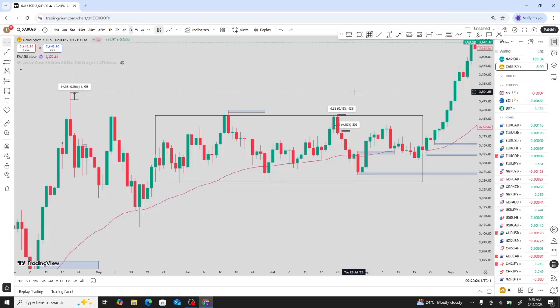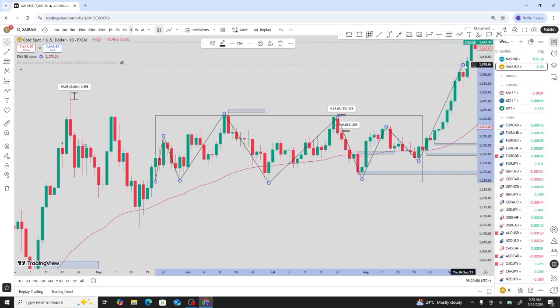Why is it a range? It is a range because the market is not trending. It is not moving up or down. Look at price, it started like this, just within a particular space, just ranging till it finally broke out.